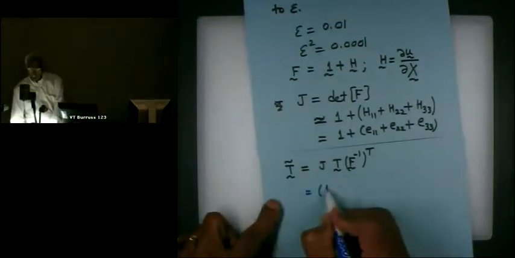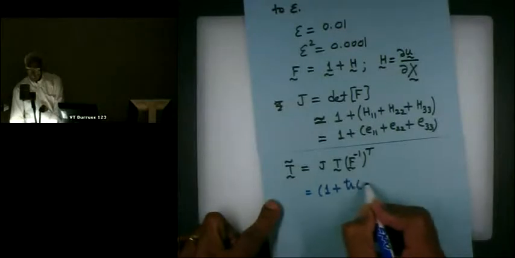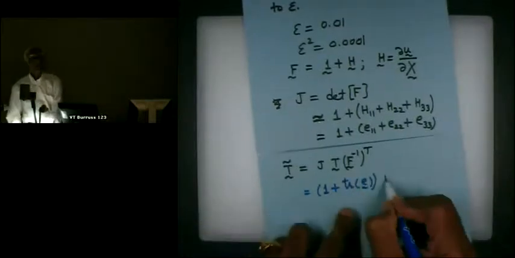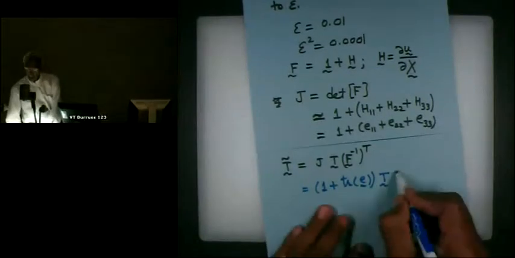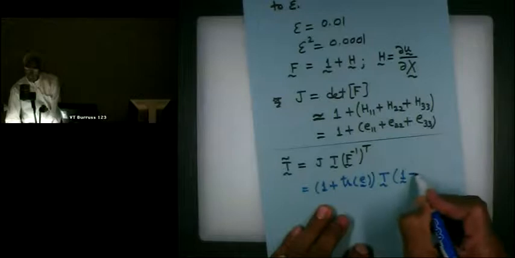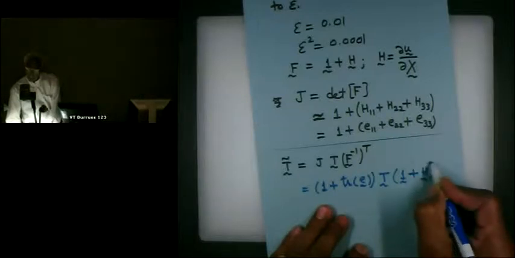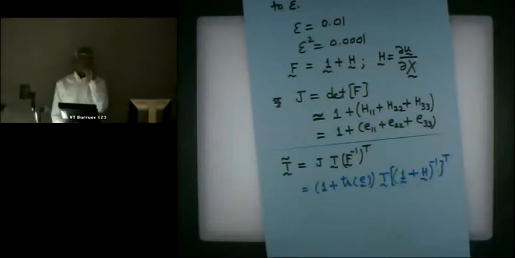You divide it by Young's modulus, so it's a small number. You are not dividing by the maximum stress. T here is not of the order of 1. T is of the order of epsilon. So if we do that, then this is 1 plus trace of E. This one is non-dimensional Cauchy stress. And this one is 1 plus H inverse, then its transpose. Like F is 1 plus H, so F inverse will be 1 plus H inverse, then we take the transpose.